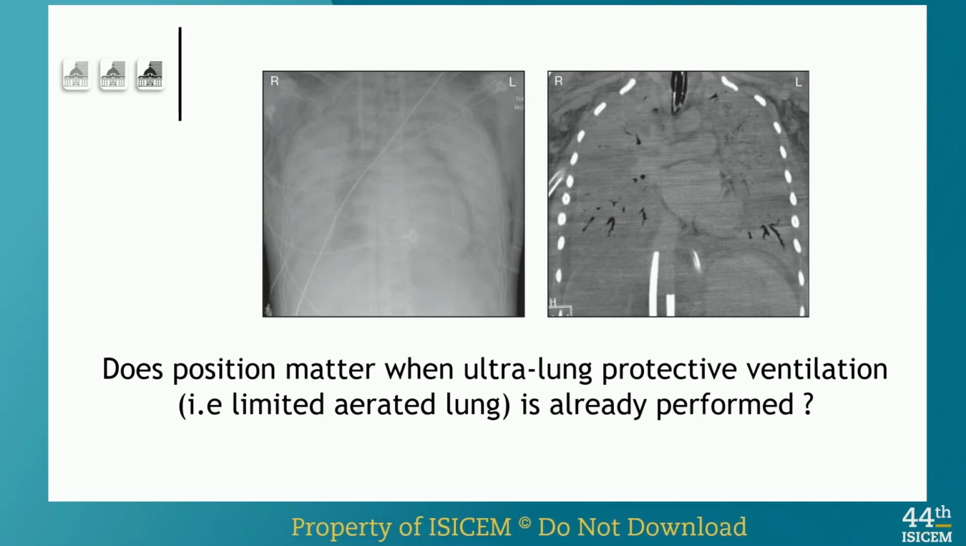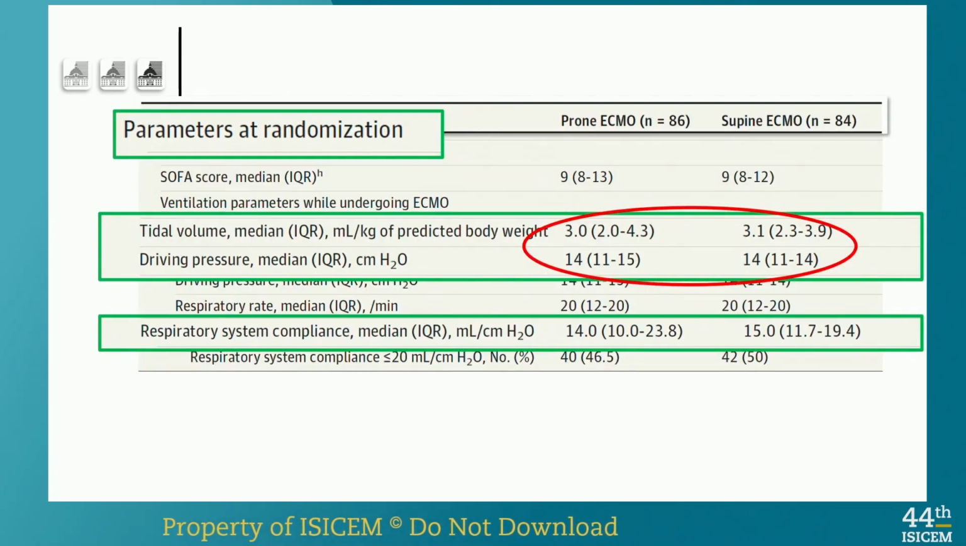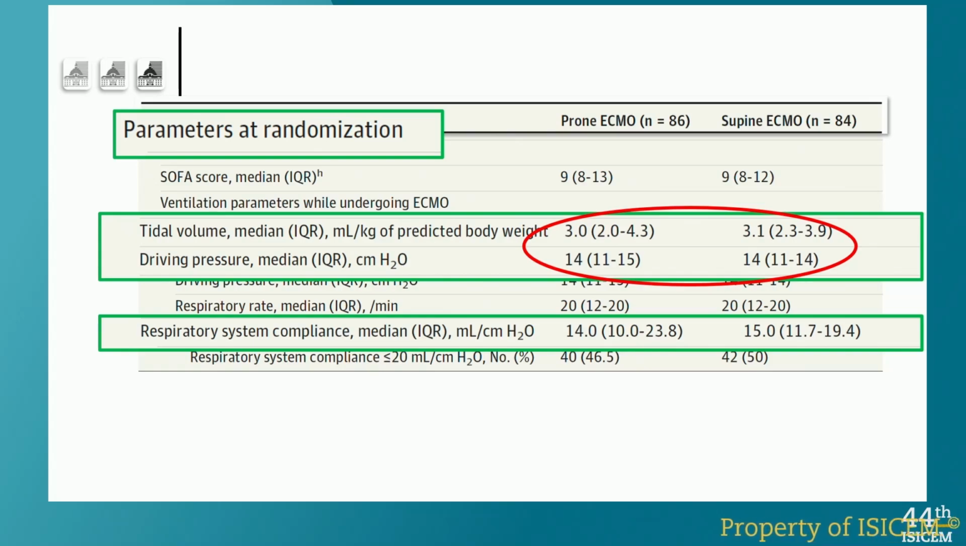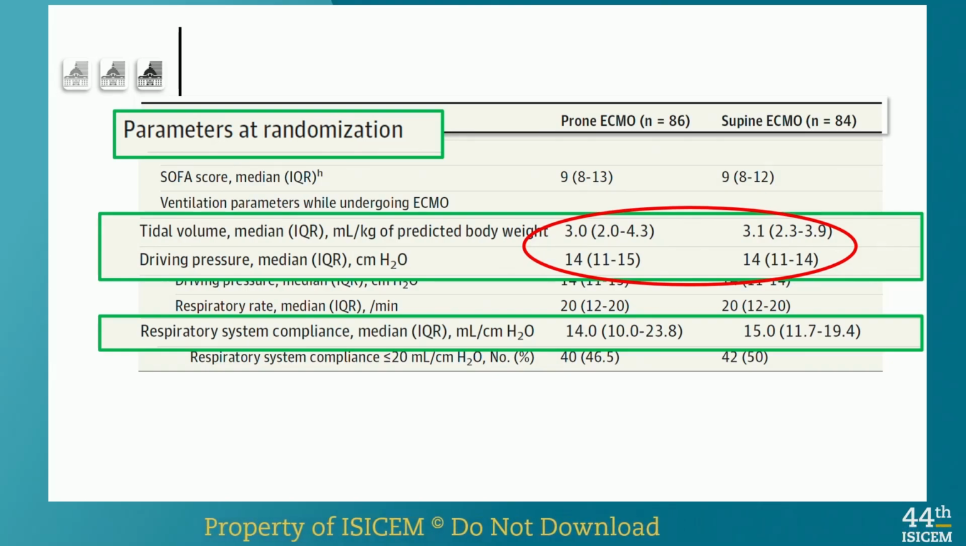I don't think so. And this is probably also suggested by the PRONECMO trial. When you focus on the tidal volume at the time of randomization, you see that the median tidal volume was 3 ml per kilogram. So these patients were already ventilated with ultra-lung protective ventilation, with the idea to reduce ventilator-induced lung injury. But you see that some patients had a very, very low tidal volume. More than 25% of these patients, including the prone ECMO group, had a tidal volume lower than 2 ml.